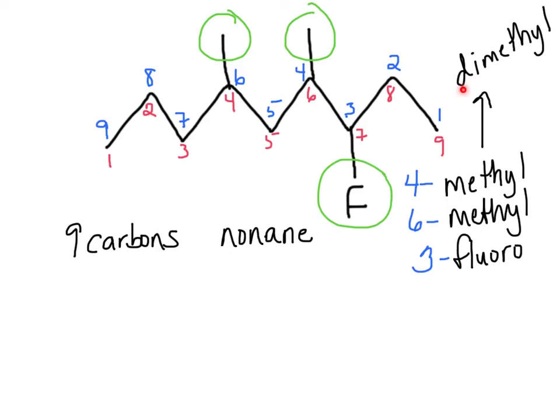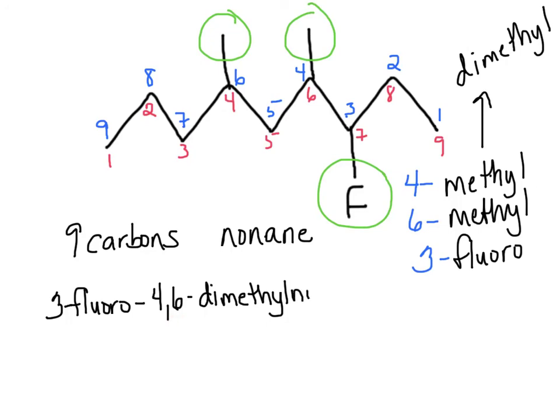So now I can look at the information I'm given, and what I see is that I'm going to have my 3-fluoro, because I've got to put the fluoro first because F comes before M. And then I have 4,6-dimethyl. And I have the 4 and the 6 in there because I know I have 2 substituent groups. So I must have 2 numbers, 2 locations of those substituent groups. And that takes care of all my side groups. Now I can put in the nonane at the end of the molecule.